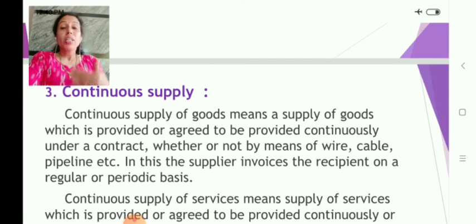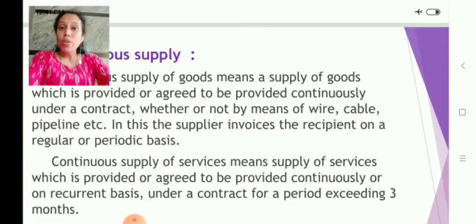So, the supplier charges one invoice on a monthly or periodical basis, say per month, or per year, or for 3 months, like that he charges a bill. That is considered as continuous supply. For example, you are getting newspapers every day. You are not paying the money immediately. He will come once in a month and give the invoice bill. That comes under continuous supply.